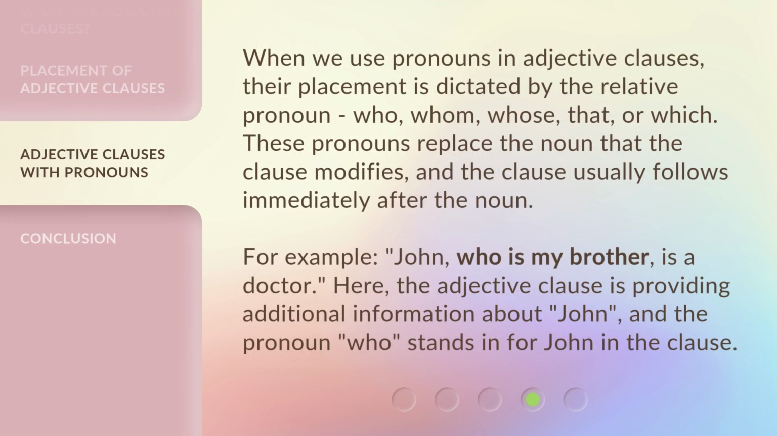When we use pronouns in adjective clauses, their placement is dictated by the relative pronoun: who, whom, whose, that, or which. These pronouns replace the noun that the clause modifies, and the clause usually follows immediately after the noun. For example, John, who is my brother, is a doctor. Here, the adjective clause is providing additional information about John, and the pronoun who stands in for John in the clause.